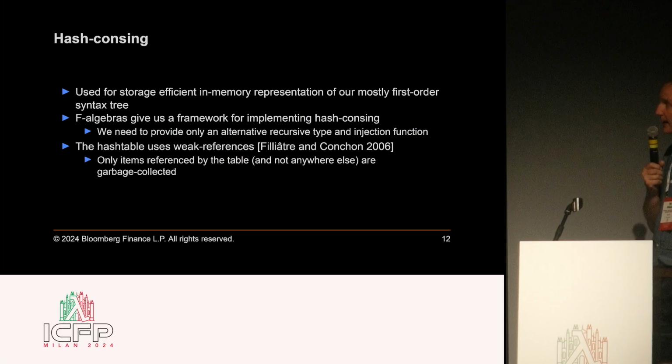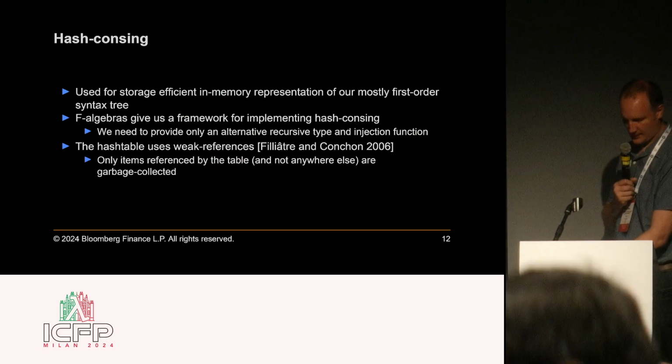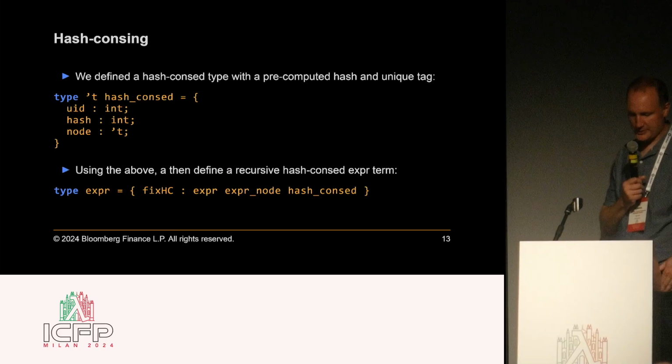The hash table we made by repurposing OCaml's weak hash set. It's only a few lines of code away from being a weak hash map, and we followed that tip from this paper here. So how do we do that?